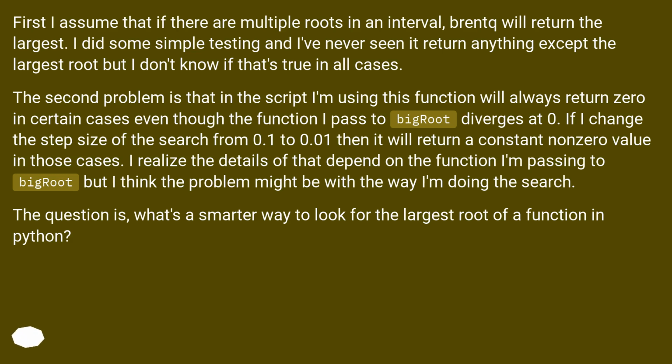The second problem is that in the script I'm using, this function will always return 0 in certain cases, even though the function I pass to BigRoot diverges at 0. If I change the step size of the search from 0.1 to 0.01, then it will return a constant non-zero value in those cases. I realize the details of that depend on the function I'm passing to BigRoot, but I think the problem might be with the way I'm doing the search. The question is, what's a smarter way to look for the largest root of a function in Python?